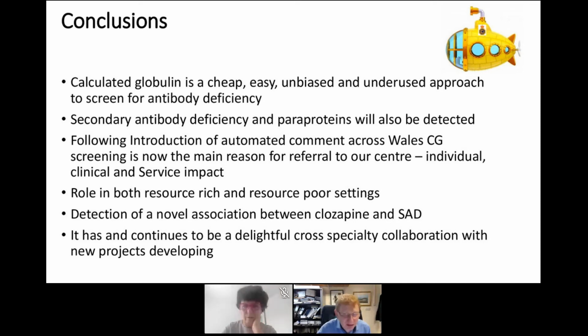It will find primary antibody deficiency, and we have a lovely annual patients meeting where now we ask the question, who's been diagnosed by calculated globulin, and lots of hands go up in the room. It also finds secondary antibody deficiency and paraproteins, and it's now the main referral reason to the clinical service. It's possible to use it both in resource-rich and resource-poor settings, and it's even found a potentially novel cause of secondary antibody deficiency.